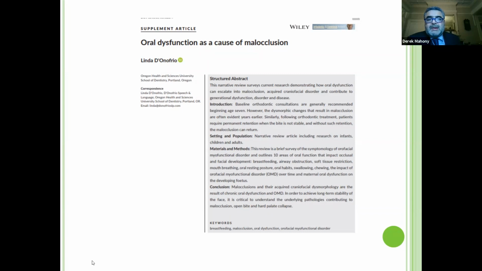So in this supplement, the author, Linda, has really gone through a very good review of the orofacial myofunctional disorders that contribute to things such as tooth development, facial development. She talks about airway obstruction, mouth breathing, improper swallowing, et cetera. So when you go into the Teachable website, you can download this information. So let me just share that with you to begin with.